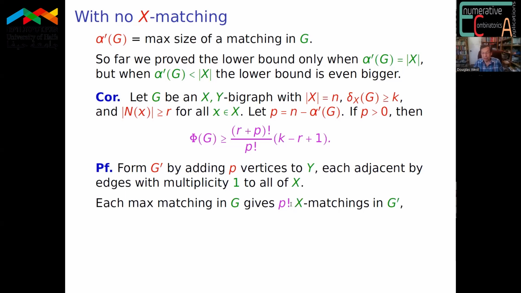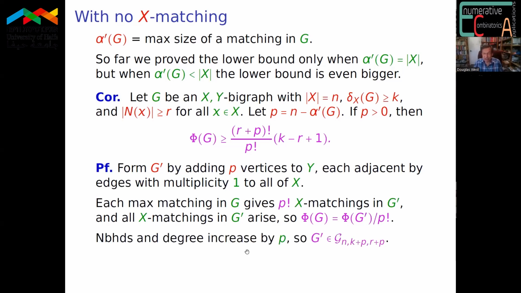So I get P factorial X matchings in G prime out of every maximum matching in G. And furthermore, every X matching in G prime arises in this way, because all these vertices of X are matched, and we have to use the P new vertices. So any X matching in G prime can be obtained in this way. What that means is that the number of maximum matchings in G is exactly the number of X matchings in G prime divided by P factorial.